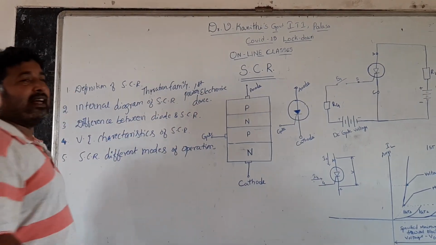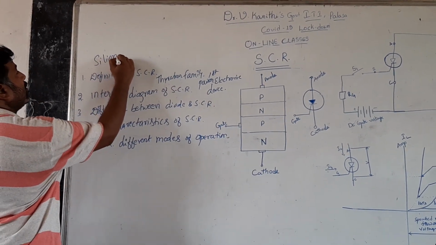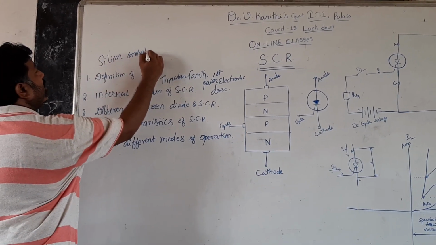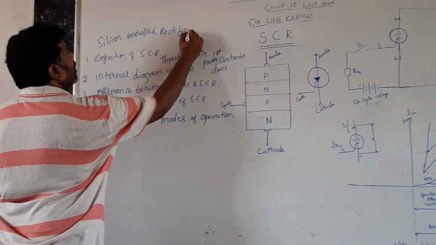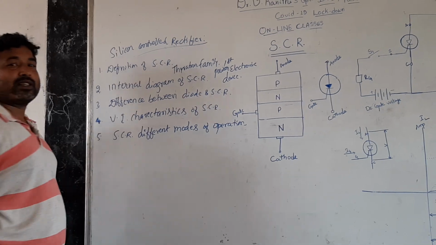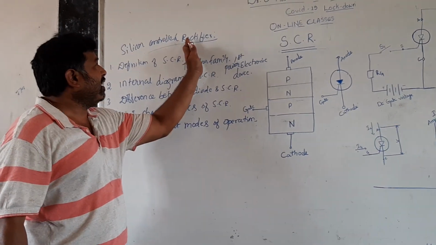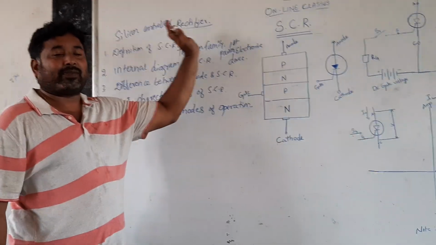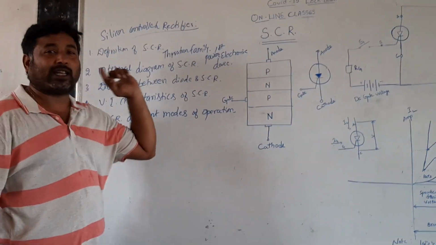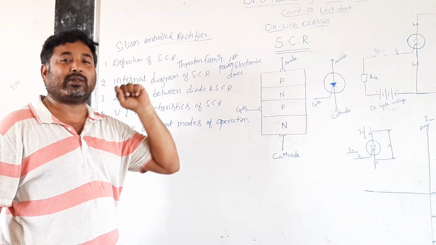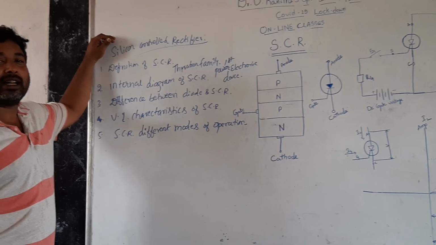The name itself indicates silicon controlled rectifier. First of all, we have to know the main difference between a rectifier and a silicon controlled rectifier. In the case of a rectifier, we know very much about this. What is the main function? A rectifier converts AC to DC. On the other hand, SCR means silicon controlled rectifier.